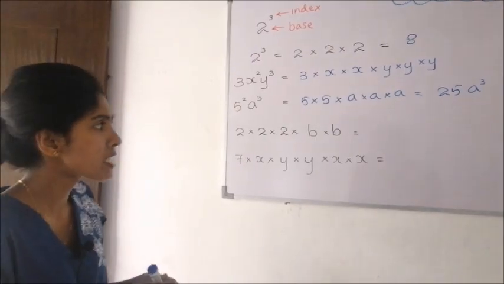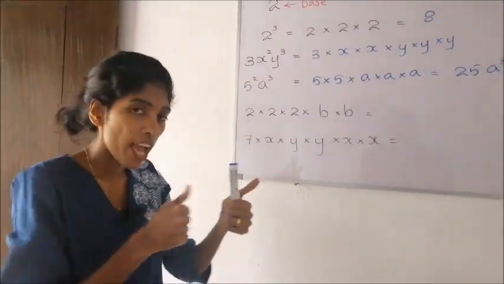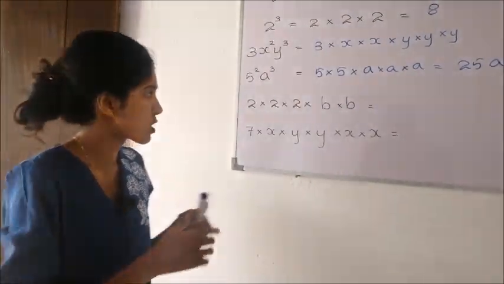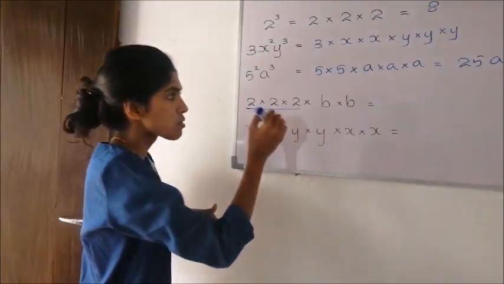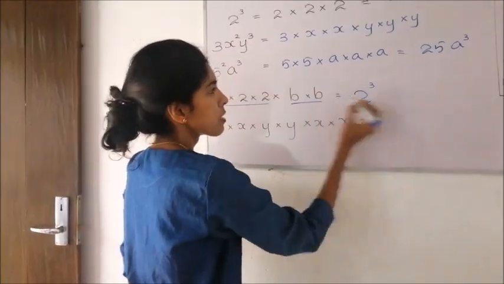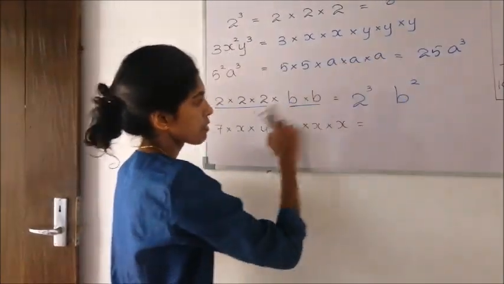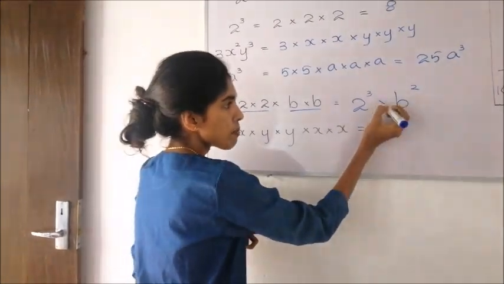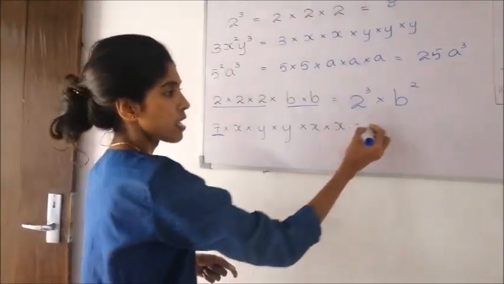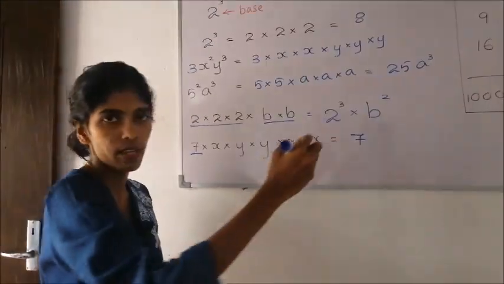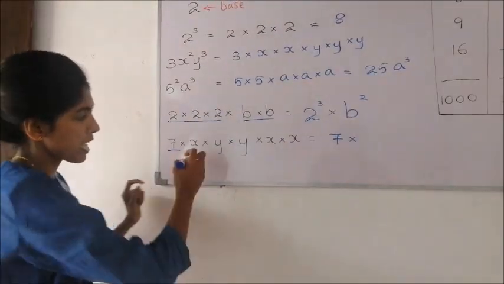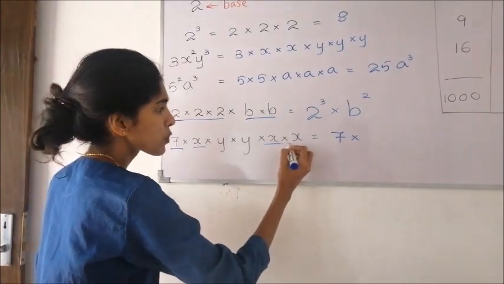Next, we will write in index notation this one. In expanded form you are given these 2 questions, we will write them in index notation. See, number 2 is repeated by itself 3 times, so I am writing 2 to the power 3. And here b is multiplied by itself 2 times, and what is the relationship between those two? Multiplication. And the next one, 7 can be seen only once, so no need to write 1 here as the index. Here I am writing just 7, multiplied by x, which is repeated in 2 different places.